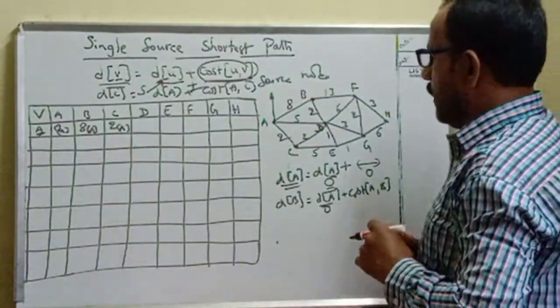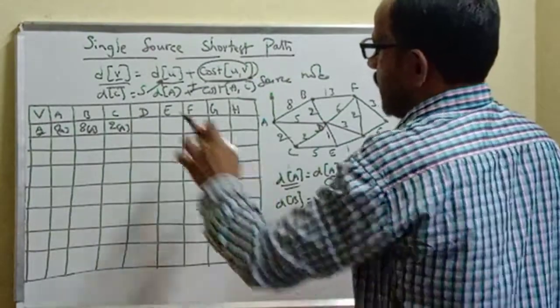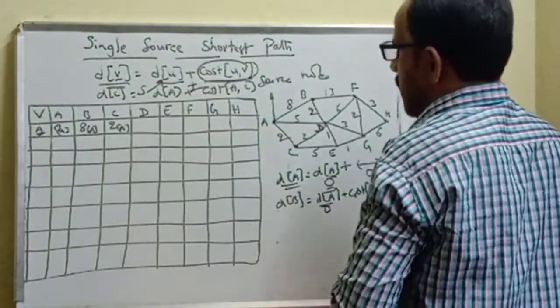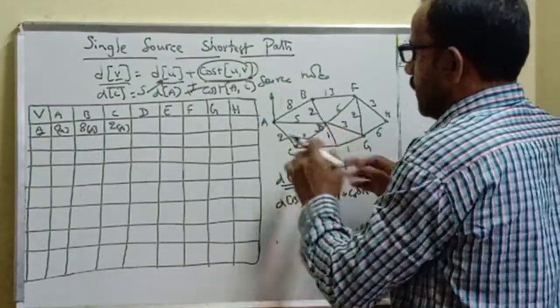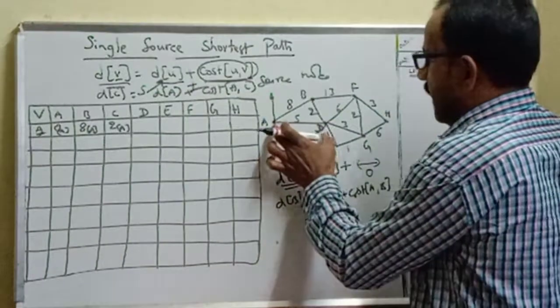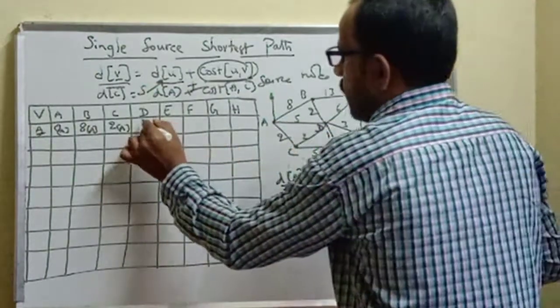Then what is A to D? The distance of D equals the distance of A plus the cost of A comma D. The cost of A comma D is 5 units. The distance of A is 0 and the cost of A comma D is 5, so 0 plus 5 is 5.